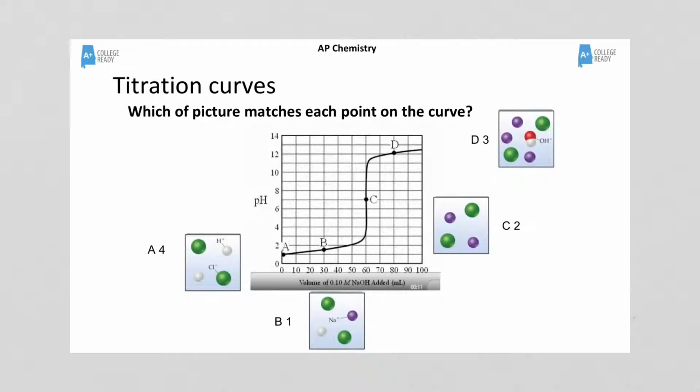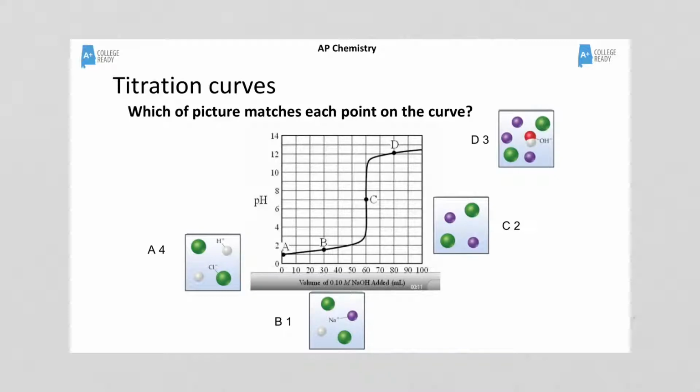So hopefully you came up with, at point A, you should have picked picture 4 because you can see it's H plus and Cl minus, and they're completely separated, so that means that's a strong acid. At point B, since we added some hydroxide, again they don't have many molecules, so they let the hydroxide react with one of the H pluses.